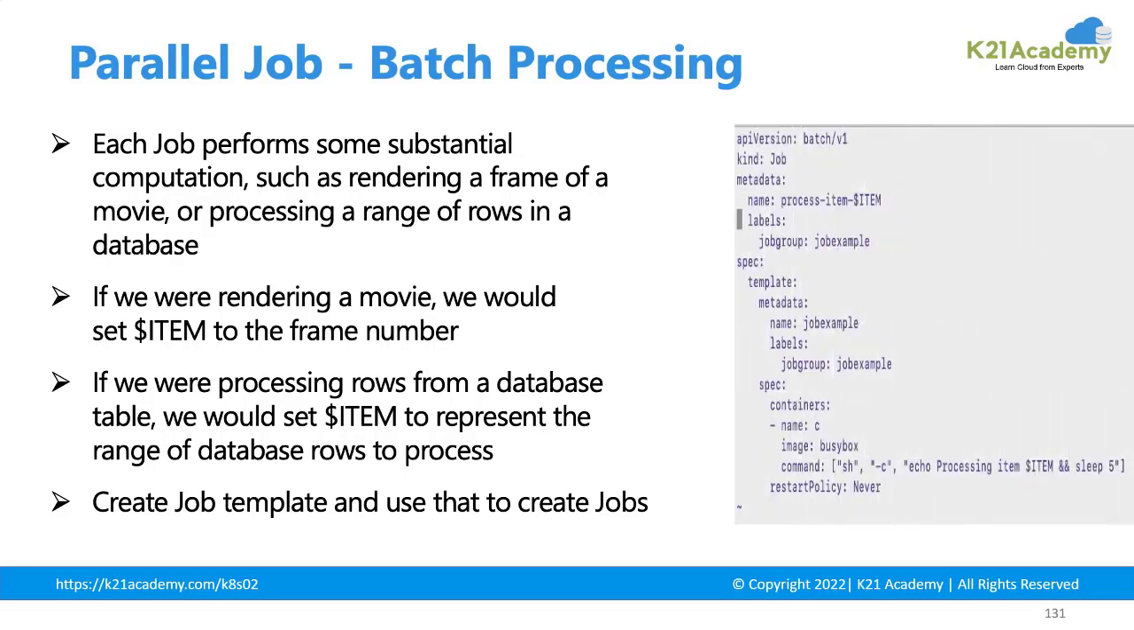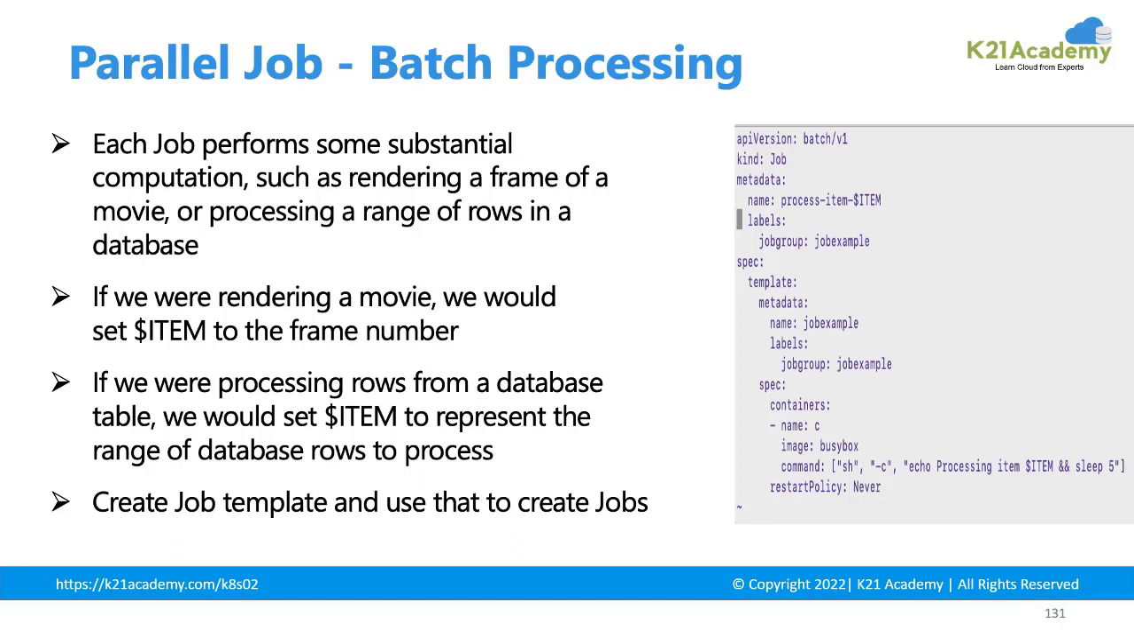So we have a definition file looking like this: the API version in which Job was introduced, and the kind of the object which we are willing to create, which is Job. Metadata gives the name of the object, and here you see that we have $item, which is taken like a variable, because when we want to create several jobs out of this template, you can execute a loop and have that many jobs created and executed at the same point in time. How we can do that, I'll show you in the next slide.